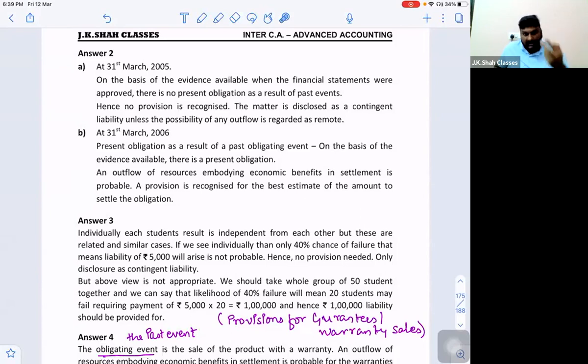But for the safe side, you can also write one more point. If the outflow of resources is not considered remote but is considered possible, then the enterprise should disclose it in the notes to accounts. So I would recommend, if you are writing, please give a dual answer, because you don't know what the standard solution available with that person is.